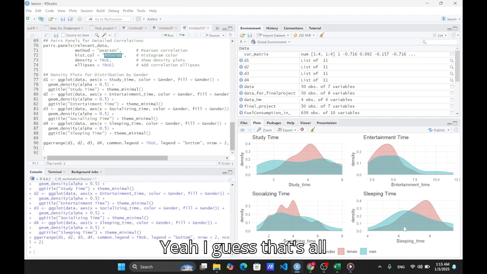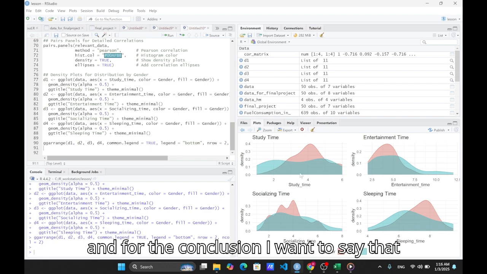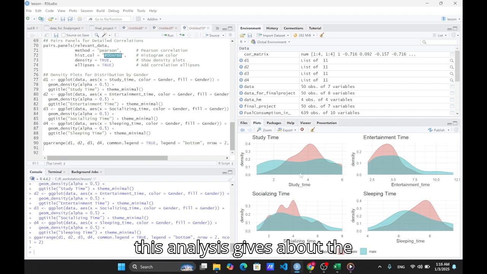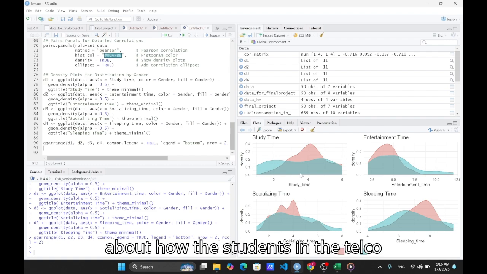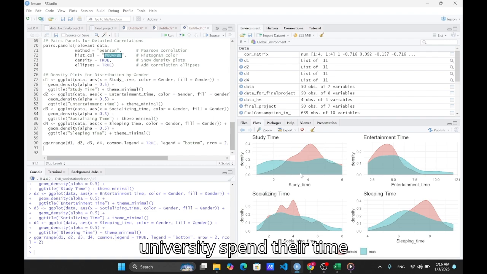Yeah, I guess that's all of my analysis. And for the conclusion, I want to say that this analysis gives an idea about how the students in Telkom University spend their time, and I hope this analysis can help students understand their time management.